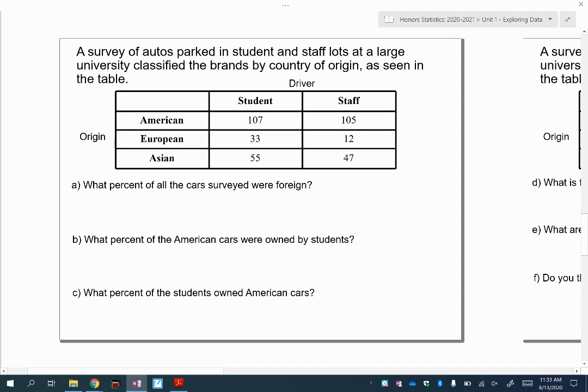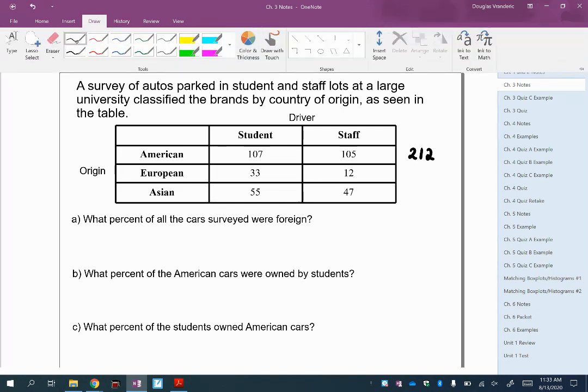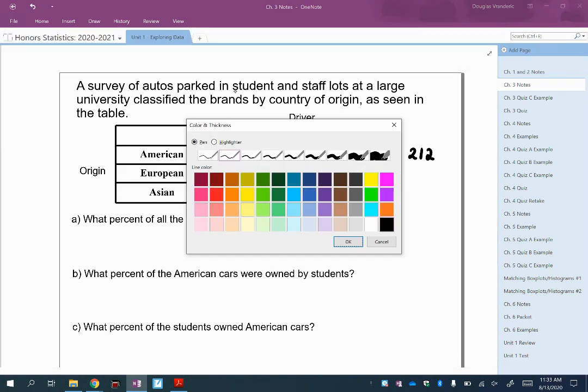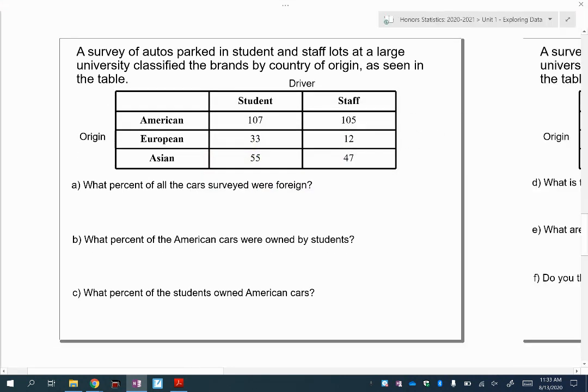So I'm going to start with origin: 107 American student driver cars and 105 for staff to give me 212. Let's switch this, 212 American cars. All right, easier to read. Okay, so I'm going to change this to 212. There we go. Now for European, we're going to have 45 total. And then Asian, we have 55 and 47 for 102.